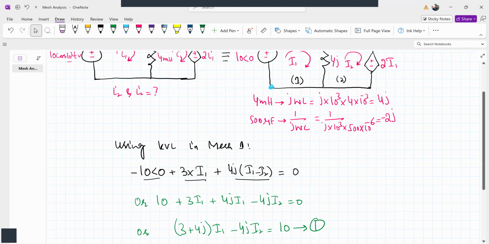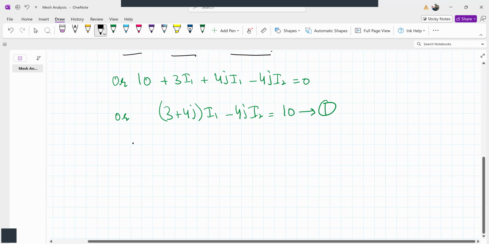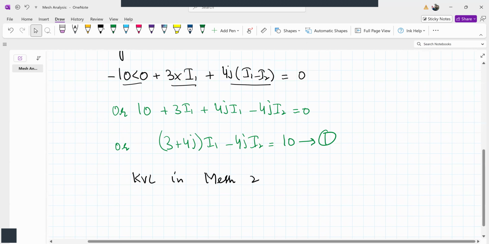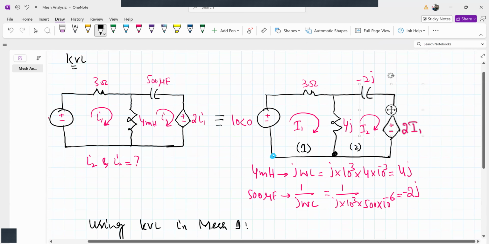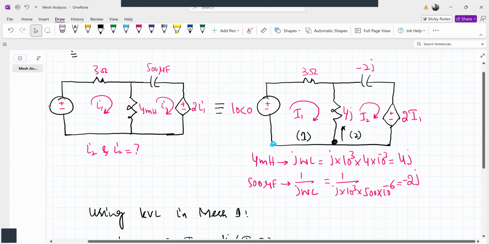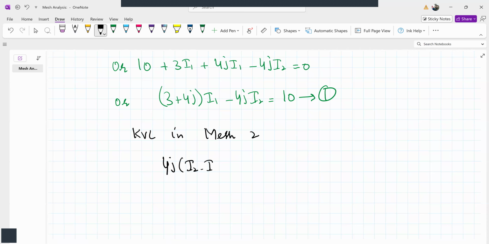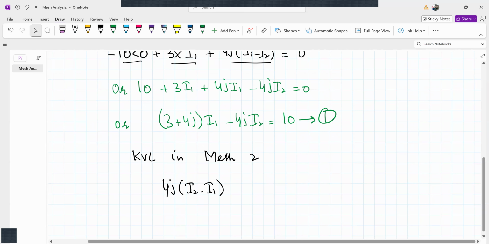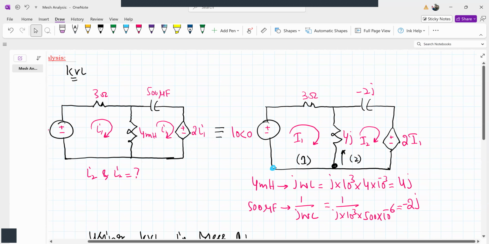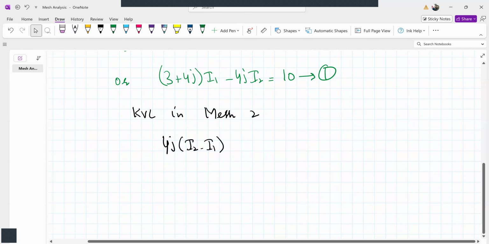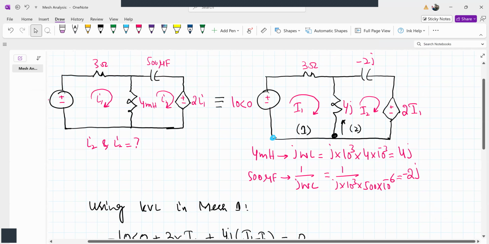Now let's apply KVL in mesh 2. First we have this element. Let's start from this point and go like this. So we have a 4j impedance, and since we are in mesh 2, we'll write I2 minus I1. As already explained for resistances, if you are in mesh 1, write I1 minus I2; if you are in mesh 2, write I2 minus I1. That will take care of the plus and minus signs. Then the next element we encounter is minus 2j.